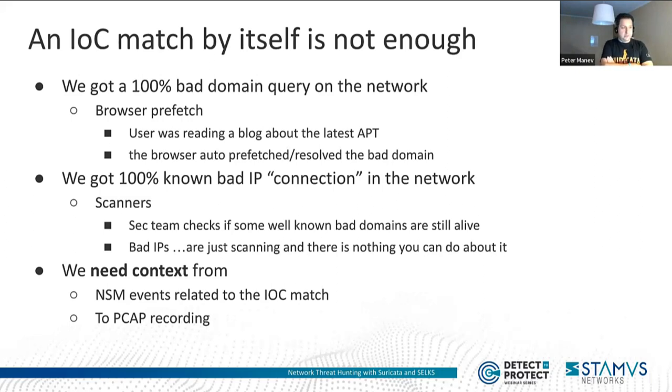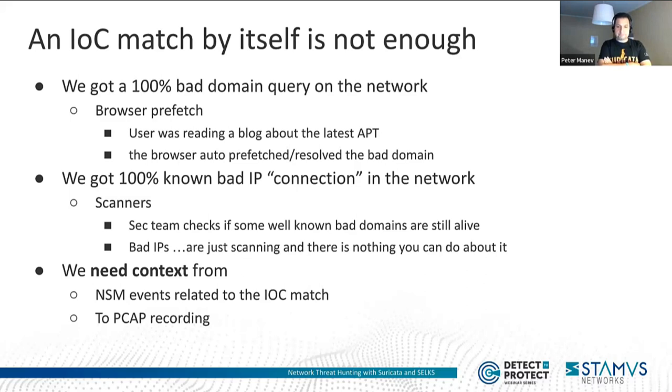Imagine you have a 100% known bad domain. I mean, it's 100%. And all of a sudden that triggers, so you see it. Is it good enough for an incident response opening? I don't think so. And I'll give you a couple examples. It could also be that something that's involved in there is called browser prefetch.